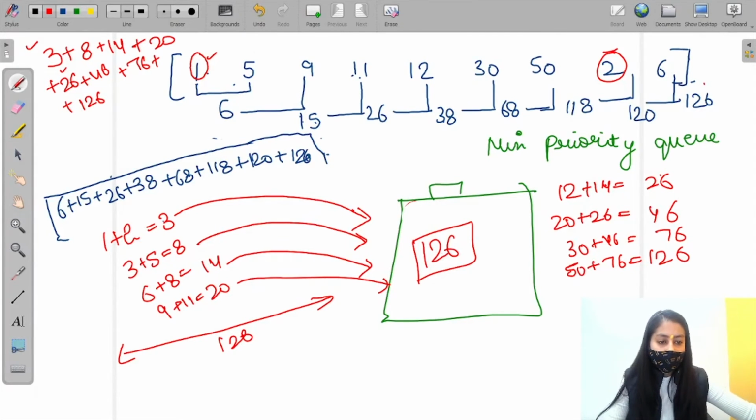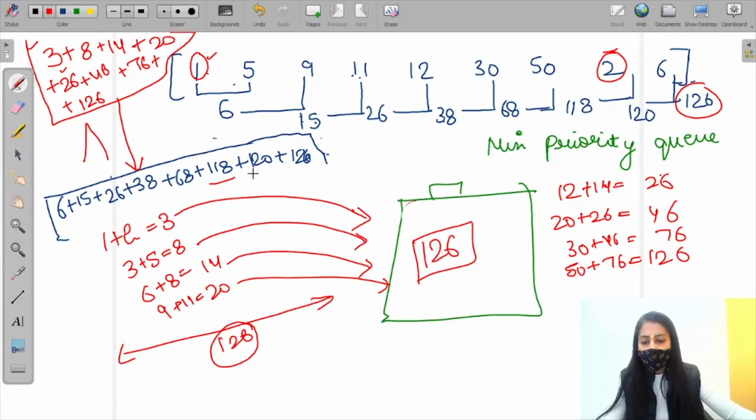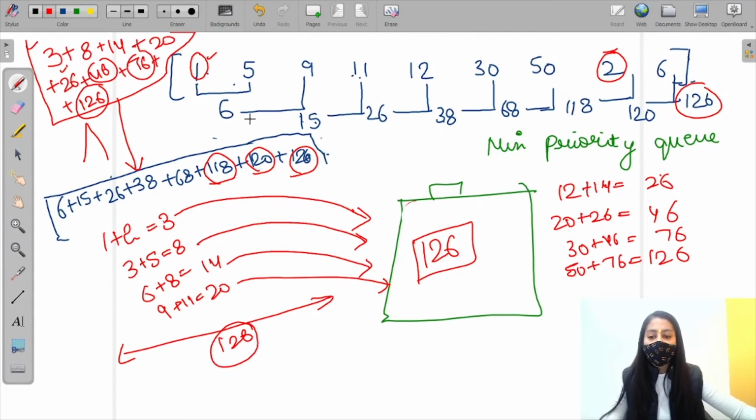Now in this also we got a stick of length 126, right? So all these sticks are combined into a single stick of length 126, and I got the minimum cost. Now you can see that this cost is much less than this cost, right? You can see that here we got the elements 118, 120, 126. Here I got 126, 70, 646. So this cost is much less than this cost, and this is the minimum cost that can be paid in order to combine these sticks, right? So in this way we can find the minimum cost in order to combine the given sticks, right?